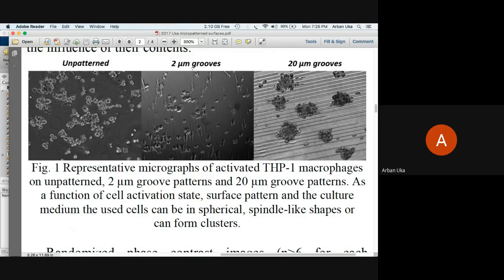Then we can have grooves in the order of 2 micrometers. Then we can also have grooves in the order of 20 micrometers thick.